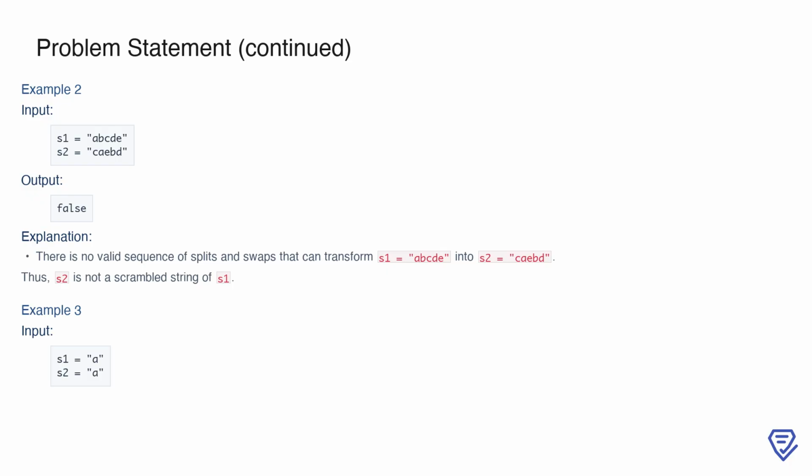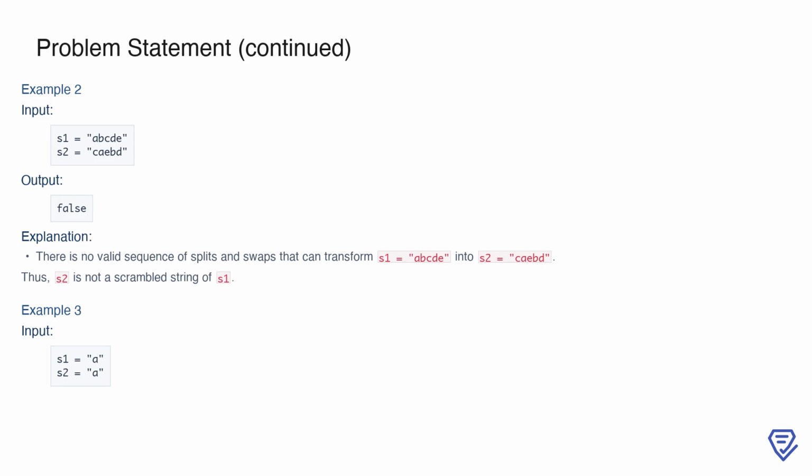Now consider the second example, where s1 is abcde and s2 is caebd. In this case, the output is false, and here's why. There is no valid sequence of splits and swaps that can transform s1 into s2. No matter how we split and rearrange the substrings of abcde, we cannot achieve the order of characters in caebd. Therefore, s2 is not a scrambled string of s1.